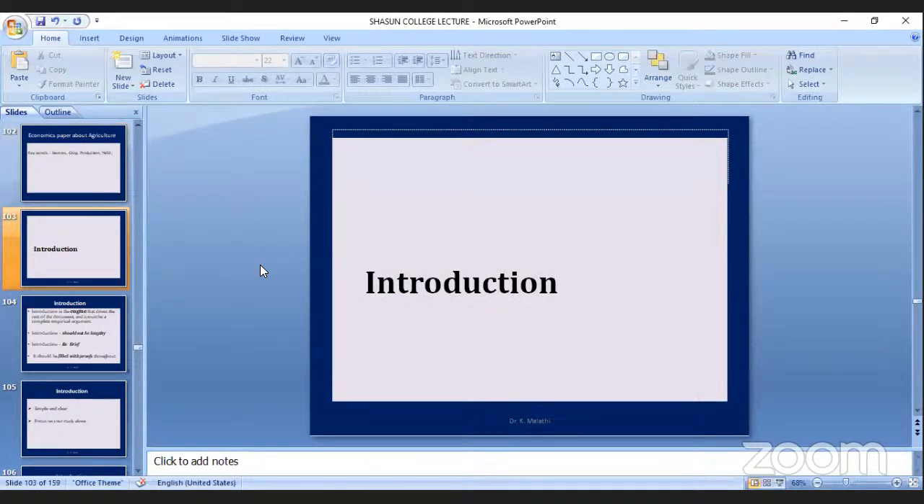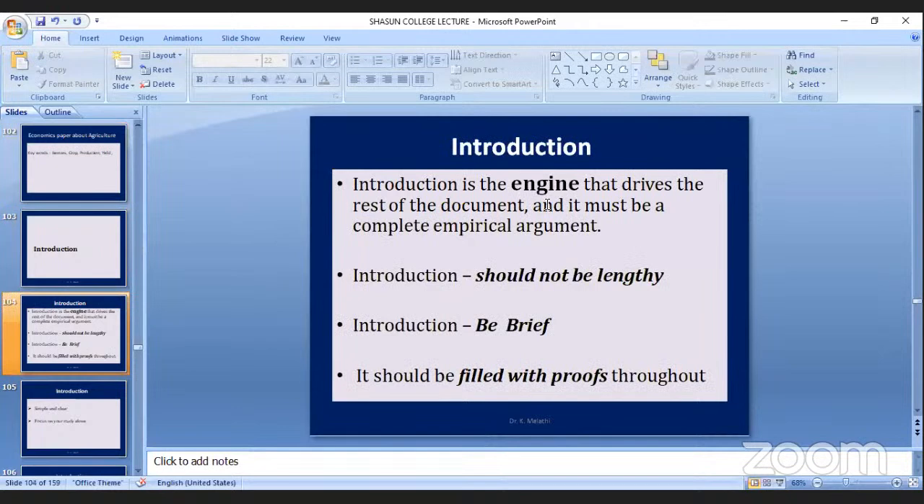Then coming to the introduction of the paper, which is very, very important. The introduction is the engine of your paper. It should not be lengthy. Remember, don't write a lengthy introduction. Don't write pages and pages of introduction. The introduction should be very brief, filled with a lot of proofs. Wherever necessary, give the source. Source is very essential.